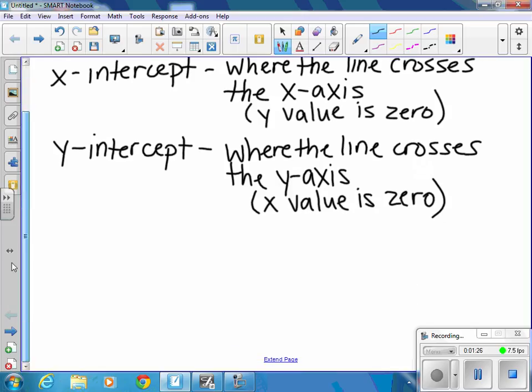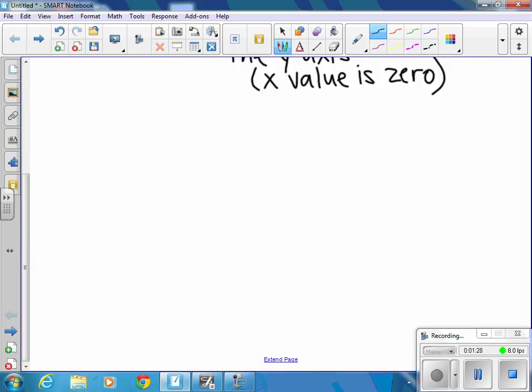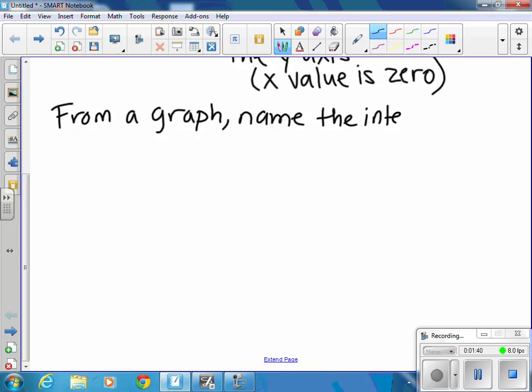or numbers. All right, so you're going to have to do two different things with this. The first thing you're going to have to do is, from a graph, name the intercepts. And when it says intercepts, plural, that means that it's automatically both the x and the y. Okay, so I'm going to take a second and sketch a picture of a graph, and I need you to do the same thing on your paper, and then we'll talk about identifying where the x and y intercepts are.